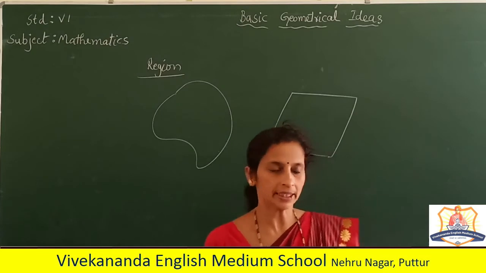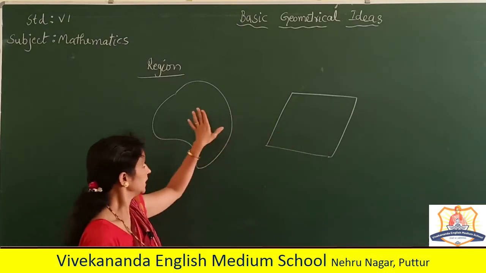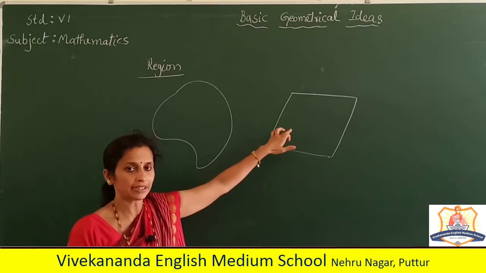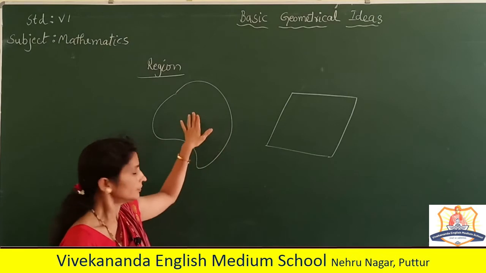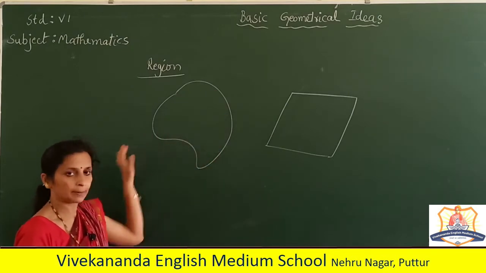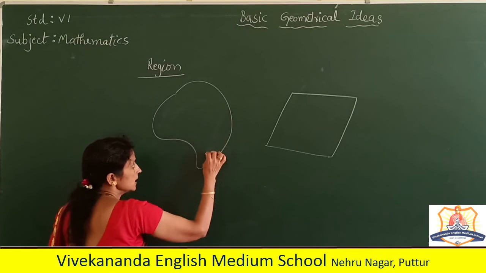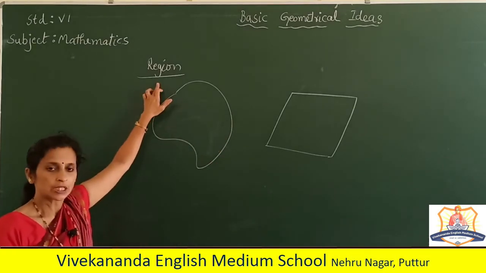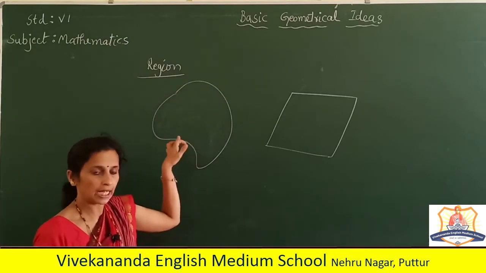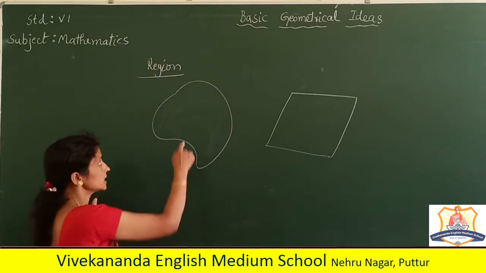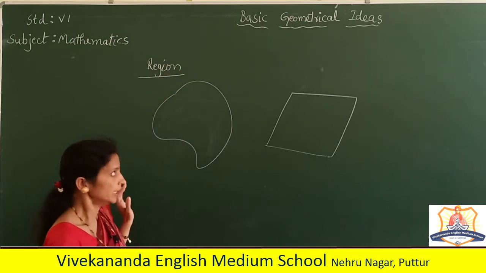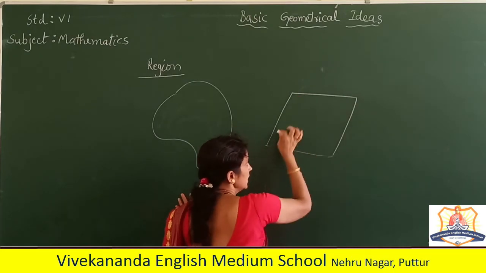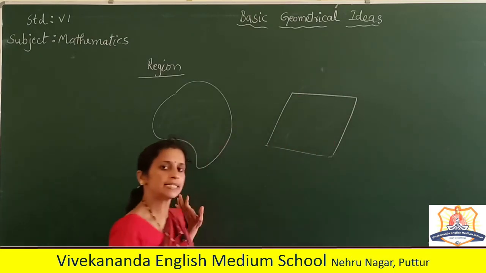Now observe here there are two figures. One is a curved figure, and the other is a figure which has straight lines, and we call it a polygon. If a closed figure bounds some space, we call that space a region. So the area bounded by the figure is known as a region. Even here, the area bounded by this figure, that means this area, we call it a region.